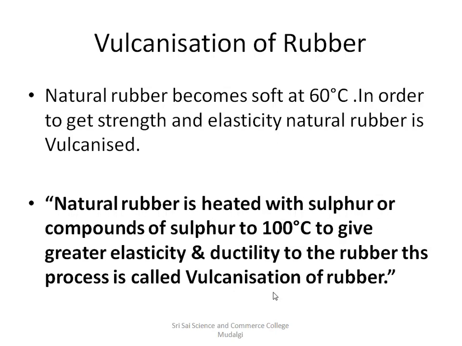Define vulcanization of rubber, or name the compound which is added during vulcanization of rubber, and the answer is sulfur or compounds of sulfur, added to increase the elasticity and ductility. Or the question may be asked as: when sulfur or sulfur compounds are added in the vulcanization process, what property changes? Here the property which is changing is that it increases its elasticity and ductility, right? By adding it, the elasticity and ductility of natural rubber increase. What do we call that process? Vulcanization of rubber. So very important for 1 mark, right?